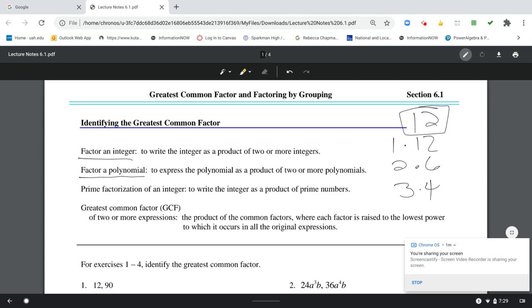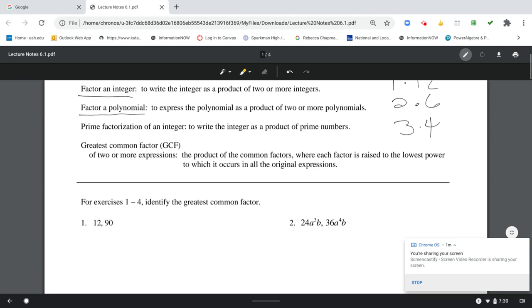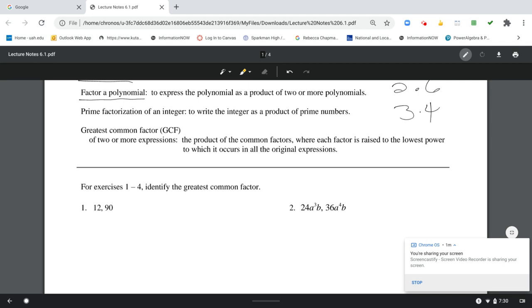we will get to. And then prime factorization of an integer is to write the integer as a product of prime numbers. Now, we're going to focus on the greatest common factor. We are going to do a separate method, factor by grouping, because it involves the greatest common factor concept. So the greatest common factor, by definition, of two or more expressions is the product of the common factors, where each factor is raised to the lowest power to which it occurs in all the original expressions.